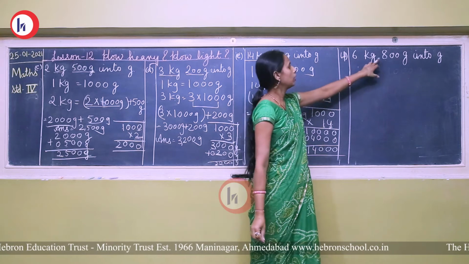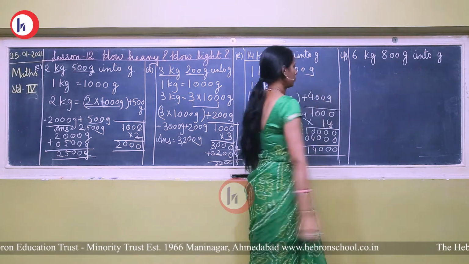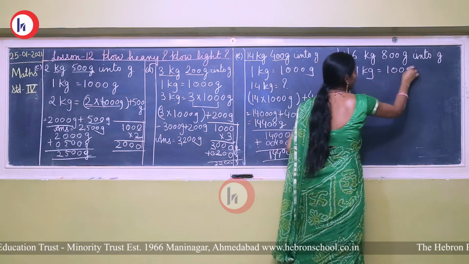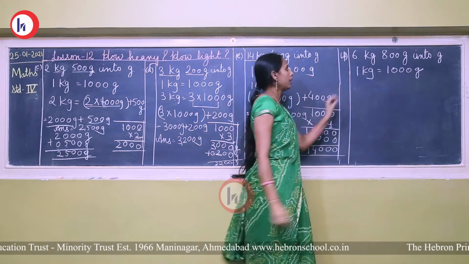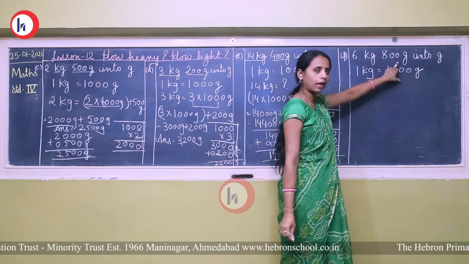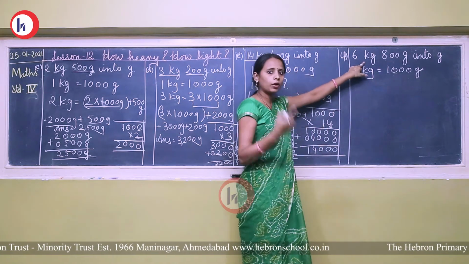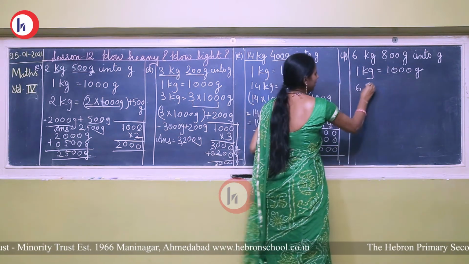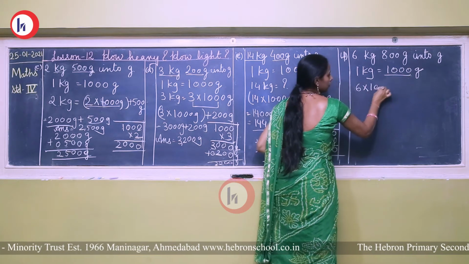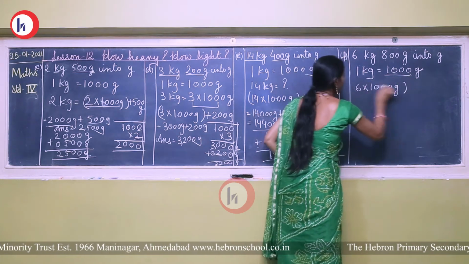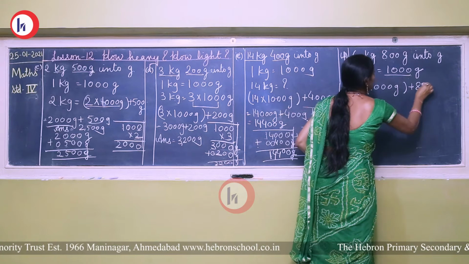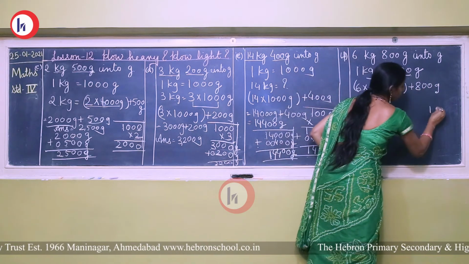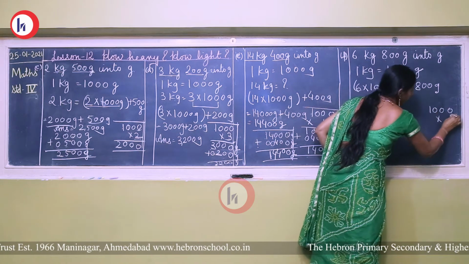6 kilogram 800 gram into gram. So, first we will write 1 kilogram is equal to 1000 gram. Now, here both units are given, kilogram and gram. So, first we will convert 6 kilogram into gram, then we will add 800 gram. So, 6 multiplied by 1000 gram. Then we will add 800 gram. Now, 1000 multiplied by 6.